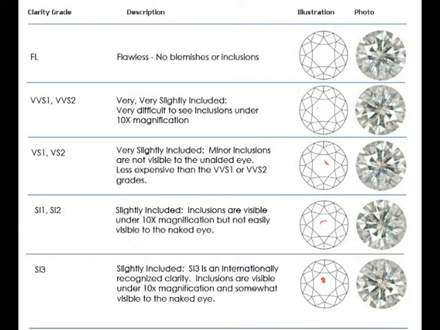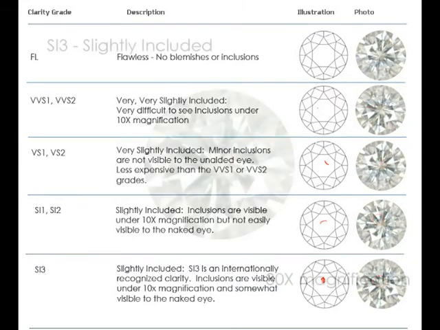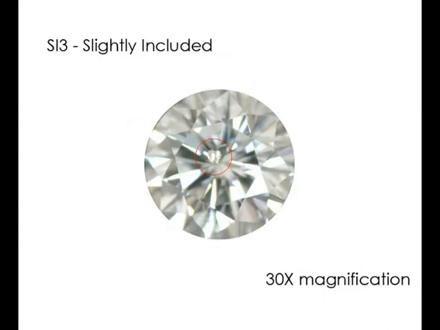The next level of clarity is SI3. This stands for slightly included level 3. This is an internationally recognized clarity. Inclusions are visible under 10 power magnification and somewhat visible to the naked eye. In looking at the picture of the SI3 stone magnified at 30 times, what you see circled in red is a compact cloud under the table. This inclusion may be barely visible to the naked eye.